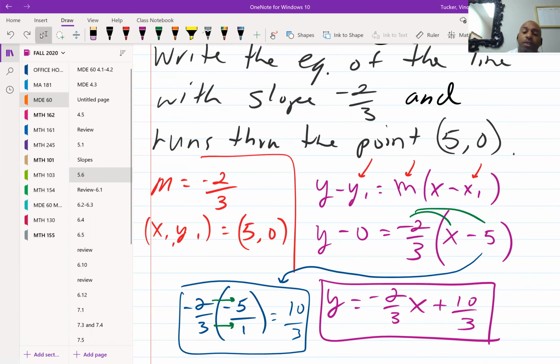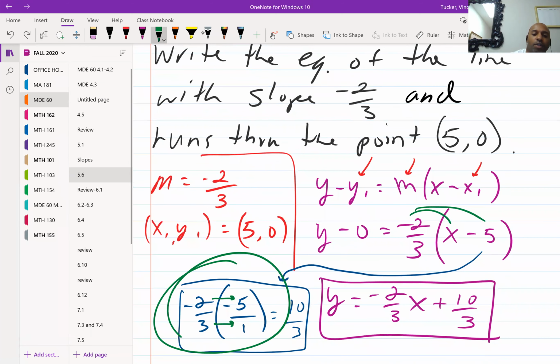Do our distribution. So of course y minus 0 is just y. Negative 2/3 times x is negative 2/3 x. But then we have negative 2/3 times negative 5, which is what I did over here, just to make sure we're good on those fractions, multiplication of fractions. So negative 2/3 times negative 5 over 1. Just multiply across. Negative 2 times negative 5 is 10. 3 times 1 is 3, so that's just 10/3. So that's how we got this equation over here.